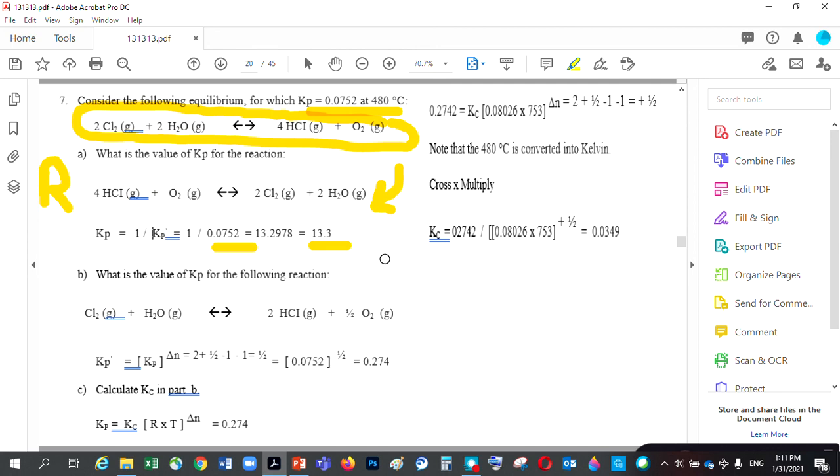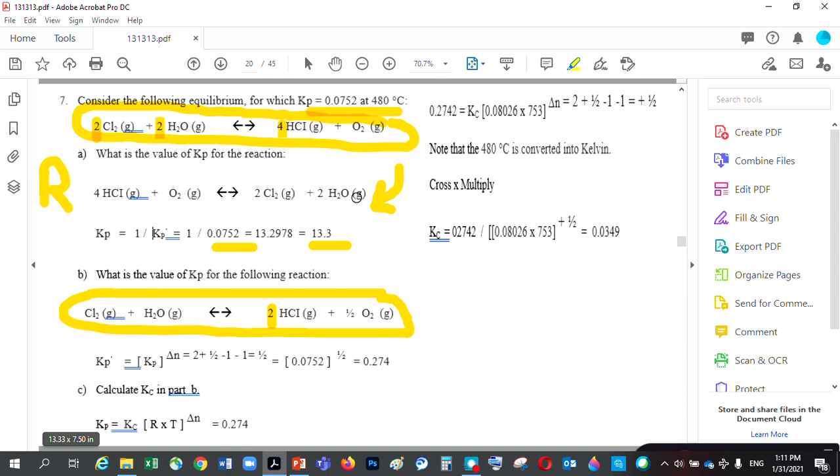Now, what is the value of Kp for the reaction? This is the same reaction now, but look at this, we divided by 2. We took the 2 out. We took 4, divided by 2 is 2 here, correct? And here will be half. So you put your Kp, the same value you got from the original reaction. But now the delta n is not the same. Delta n here will be half plus 2, that's 2.5, minus 1 and 1 minus 2, it turns out to be half. So put the whole value. Kp is 0.274.